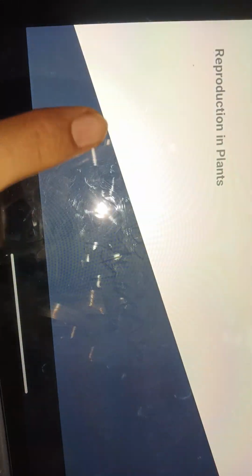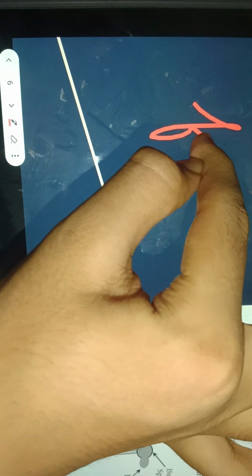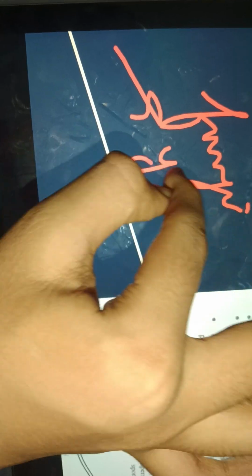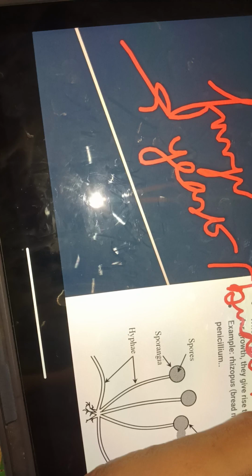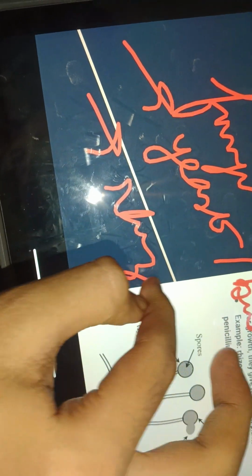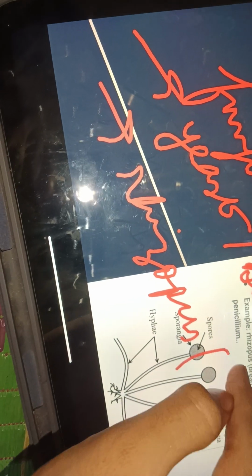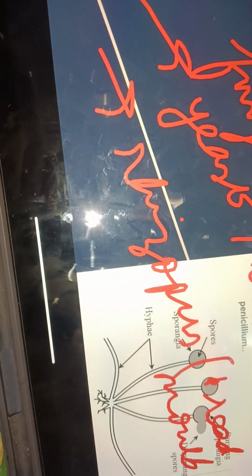Now, spore formation takes place in which kind of fungi? You know that there are many types of fungi, but the classic one that we know is yeast. But yeast reproduces by the budding method. Rhizopus is also there, which you can also call bread mold. This reproduces by the spore formation method.